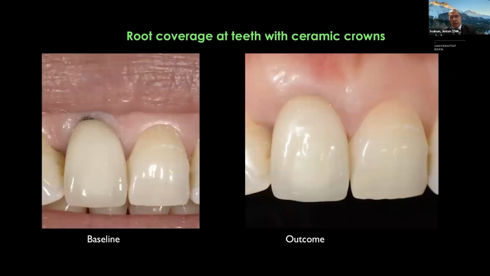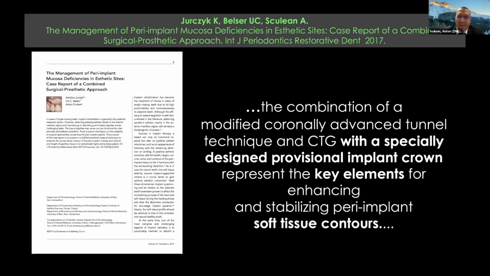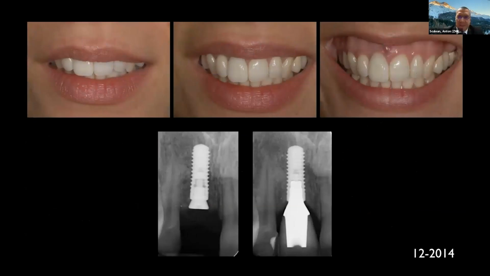But also in this particular case, if you look at the situation before and after, you can see where the lady has lost either due to an accident, she had a high smile line, and she received an implant in the area of the 1-1. And you see the problem.